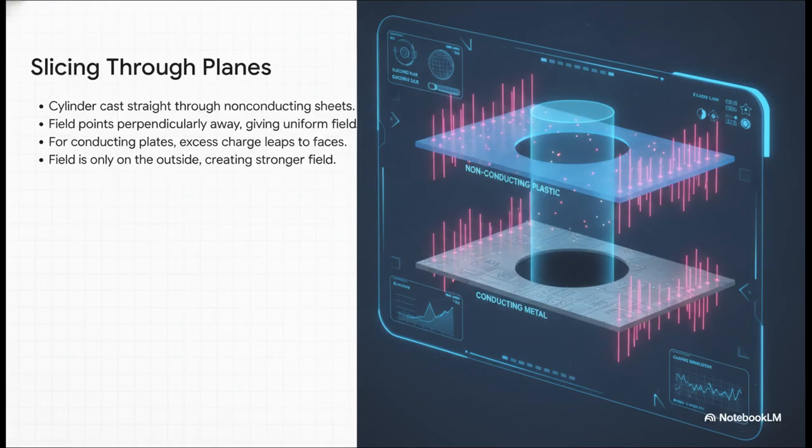But for conducting plates, as we learned in our paradox level, all that excess charge leaps to the outer faces. The internal field is 0, which actually creates a stronger uniform field on the outside equal to sigma over epsilon naught. And the craziest part? It is perfectly constant. It doesn't drop off no matter how far away you move.